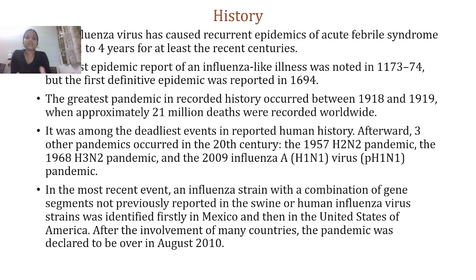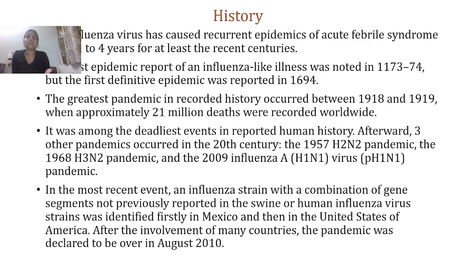So first we will go to the history. Influenza virus has been known to cause recurrent epidemics of acute febrile syndrome every 1 to 4 years for at least the recent centuries. An influenza-like illness was noted in 1173 to 74. You can understand, so many years ago. Now it is 2024. But the first definitive epidemic was reported in 1694.